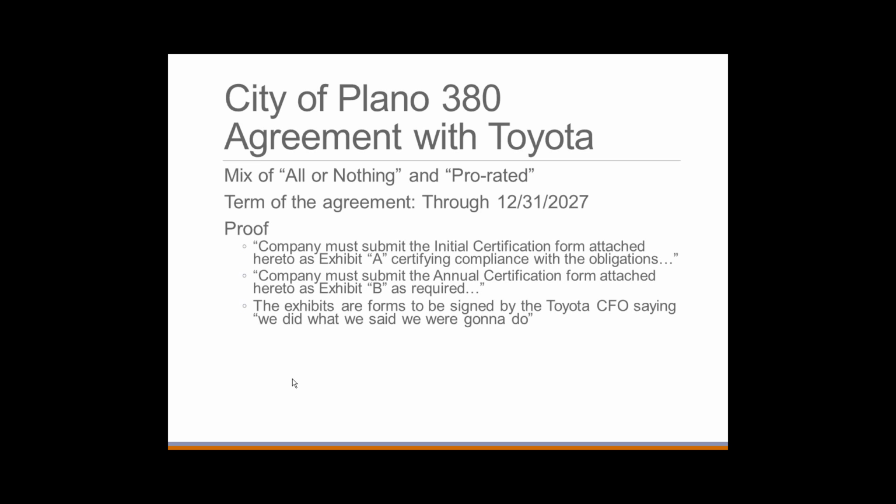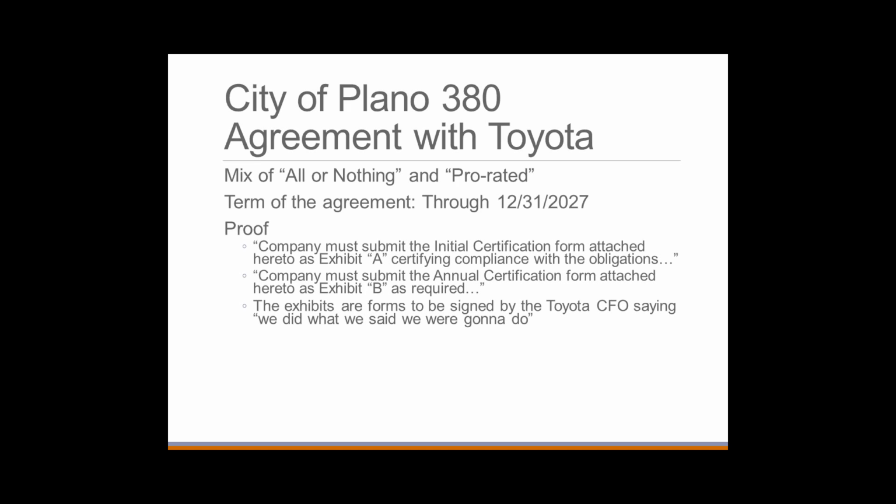So their proof came in the form of these certifications. With respect to the very first piece, the first 3 incentives, there was this Exhibit A certifying compliance with those obligations. And then there was Exhibit B, which was the annual certification, where they could prove that maybe they added the 750 jobs. The exhibits they're referring to are Exhibit A and Exhibit B. You can download that PDF and look at the agreement if you want to. The exhibits are really just forms to be signed by the Toyota CFO that say we did what we said we were going to do.